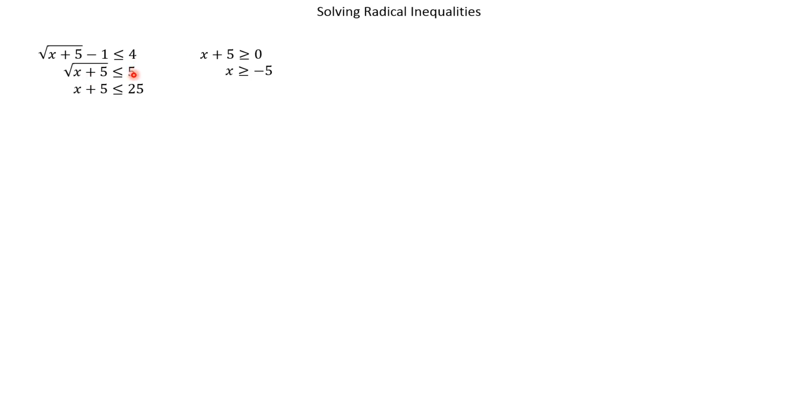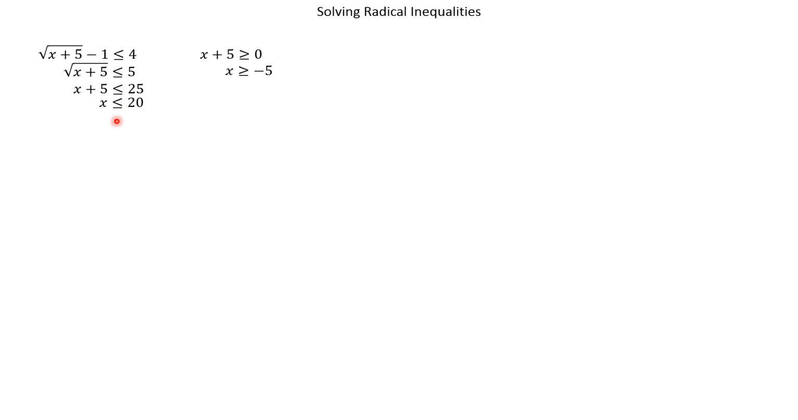So we don't have to worry about switching the sign so much. If you did have an occasion where you had a negative over here and you had to square it, I would just make it equal and then do a sign graph like we've done for polynomials and things like that. But you shouldn't have to worry about that. Anyway, x plus 5 is less than or equal to 25. Subtract 5. X is less than or equal to 20.